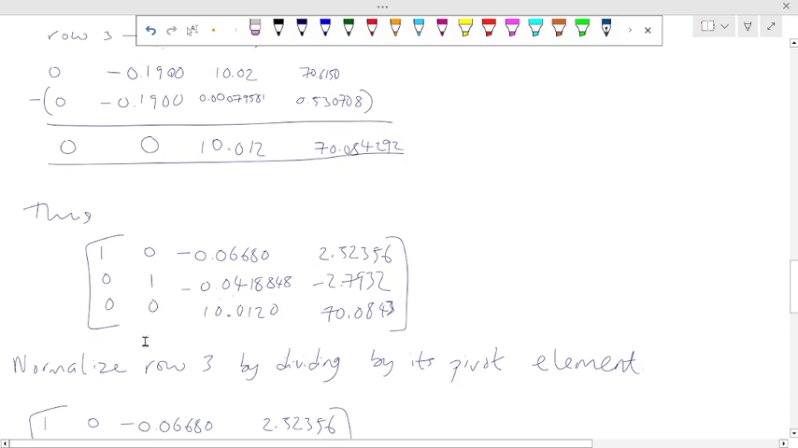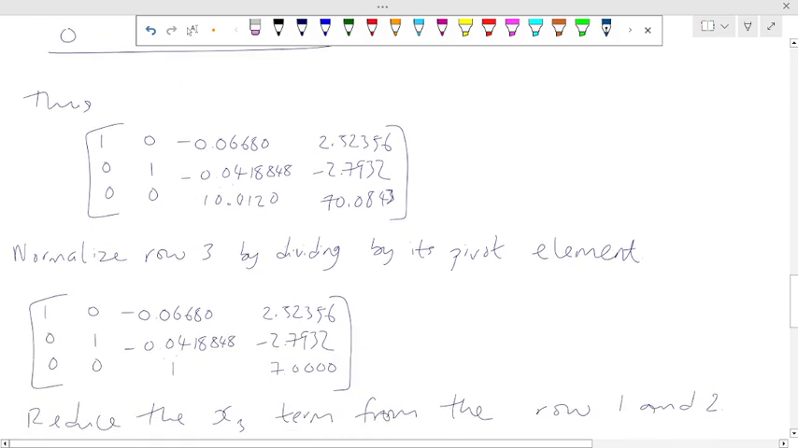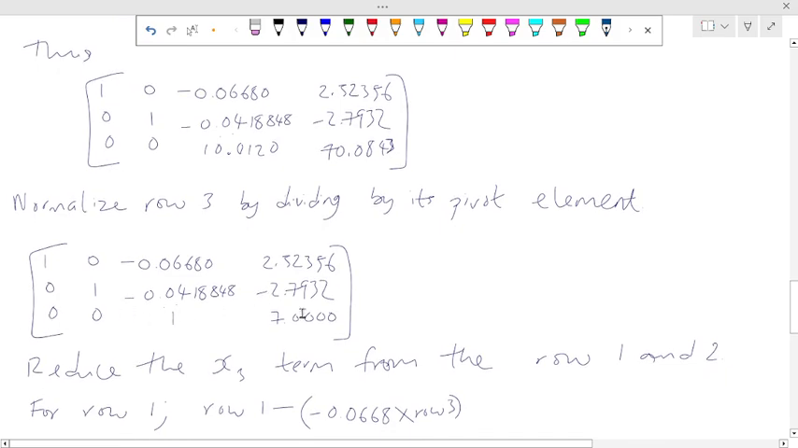The last row to normalize is row 3, by dividing by its pivot element, of course the first non-zero, which is this. That will give us this as our new row 3. And then we are going to reduce the x3 term, because we have an x3 term here, from row 1 and row 2.